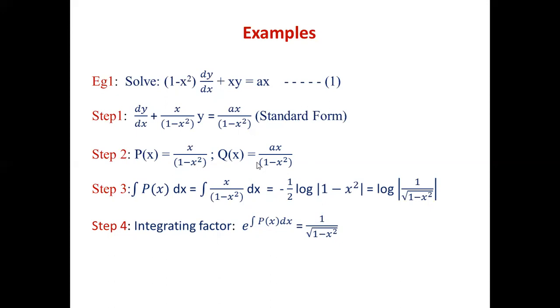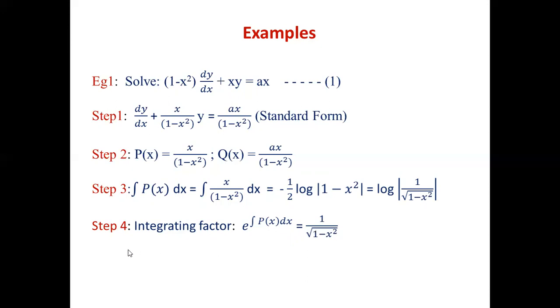Now when you go to the third step, you need to find out the integral of p of x dx. And the integral of p of x dx is the integral of x by 1 minus x square dx. So this is the standard form, integral of f dash of x by f of x, whose integral is minus 1 by 2 log mod 1 minus x square. And this is just log 1 by root 1 minus x square.